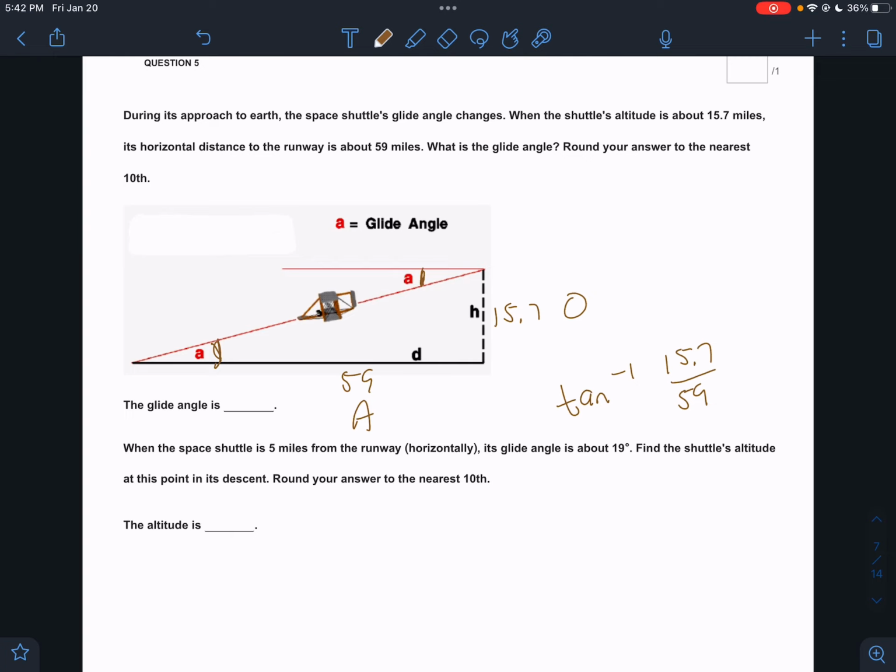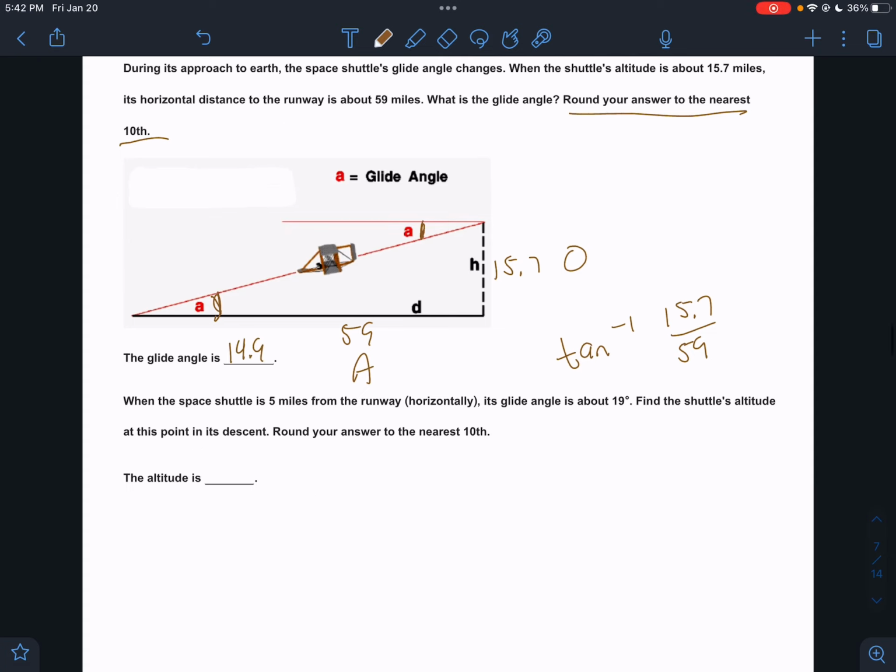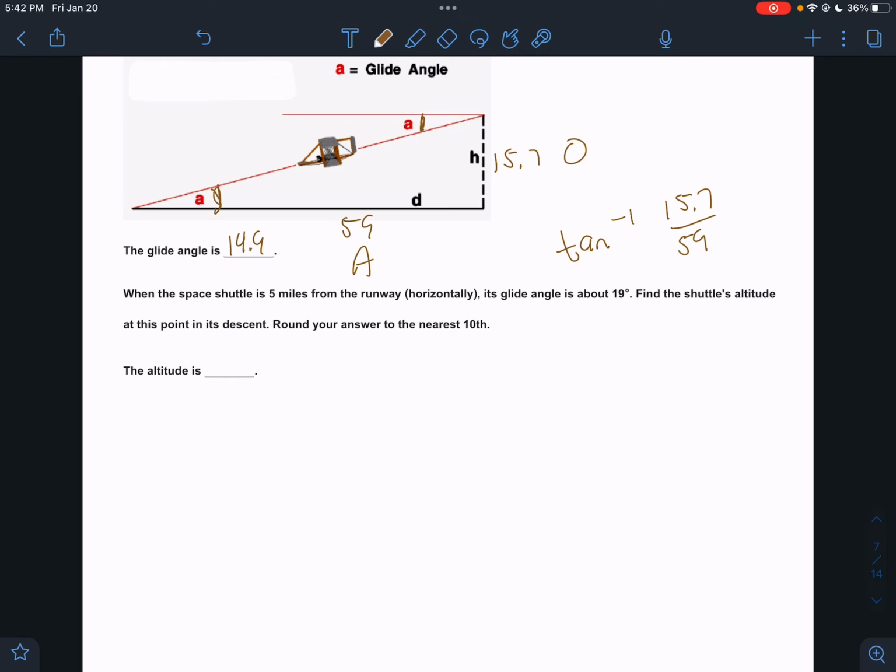And it says round to the nearest tenth. Yikes, I almost didn't. Okay, that's going to be 14.9. When the space shuttle is 5 miles away from the runway horizontally, its glide angle is about 19.